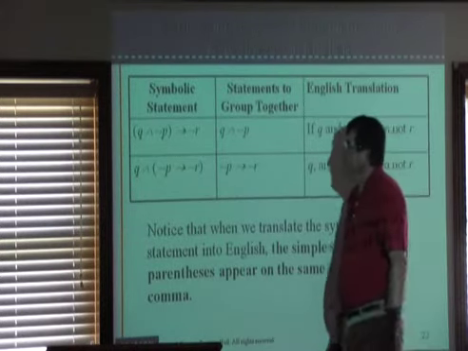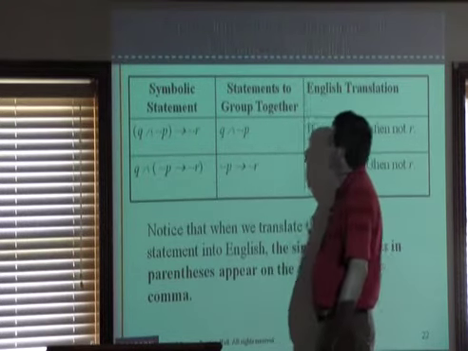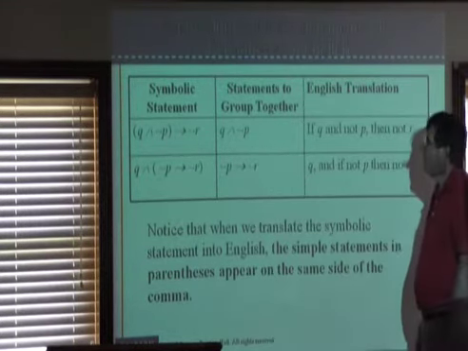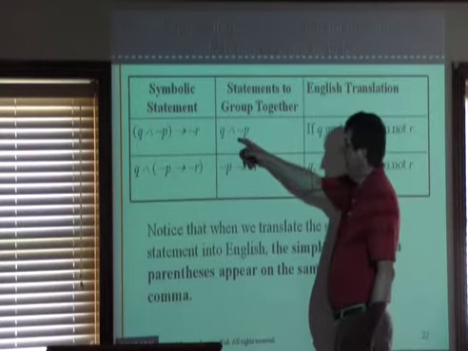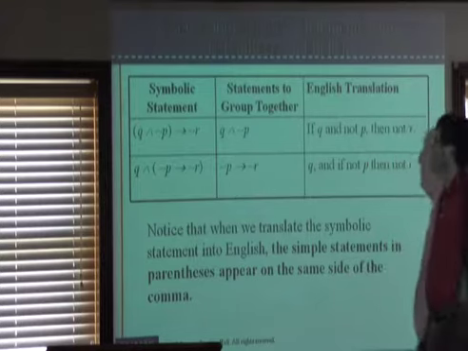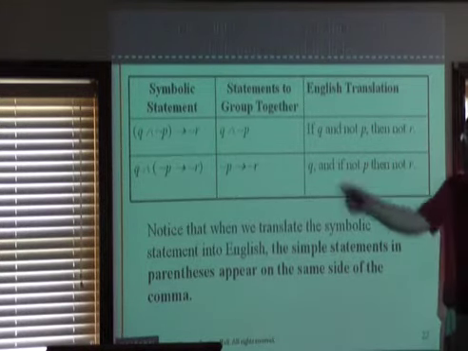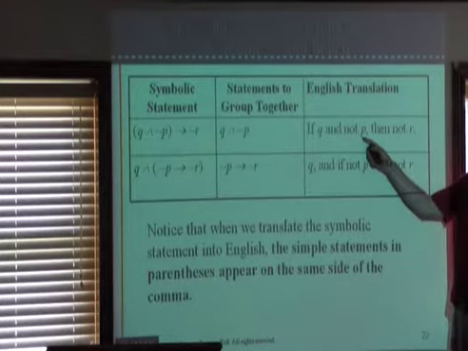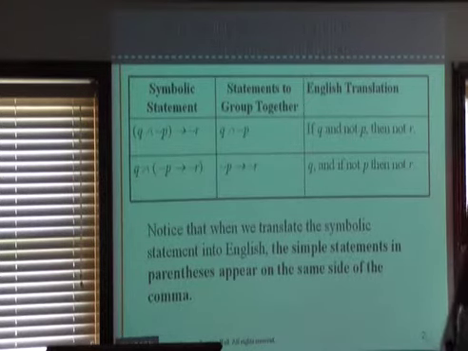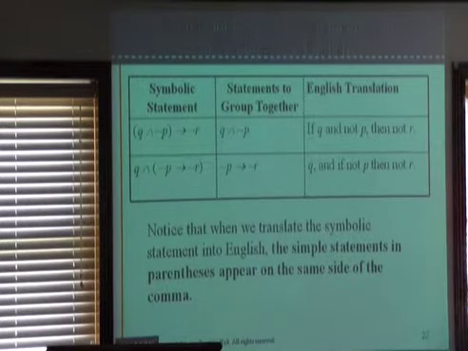All right, so here's an example. Notice a parenthesis. Notice a parenthesis. Okay? Now, what's being grouped together on the left side is this, and what's being grouped together on the right side is this. Could you say it? Let's do the top one. If P and not Q, comma, then not R. See where the comma is? It indicates that the left side is a group.